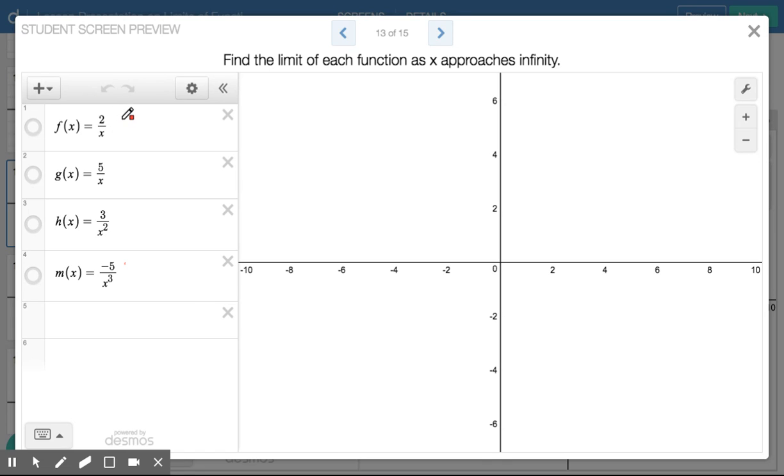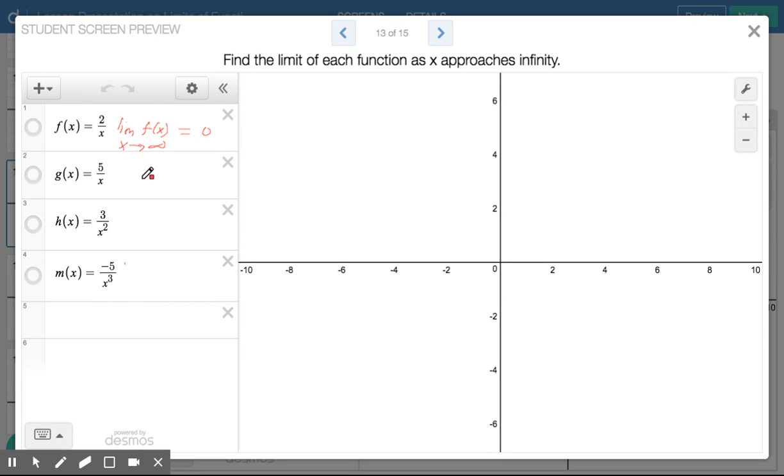And so we say that the limit of f of x as x approaches infinity is equal to 0. It doesn't mean that f of x is equal to 0 at infinity. It just means that the value of f of x gets closer and closer to 0. The same thing will happen to g of x.